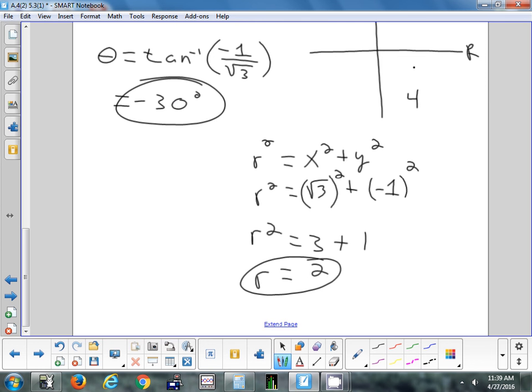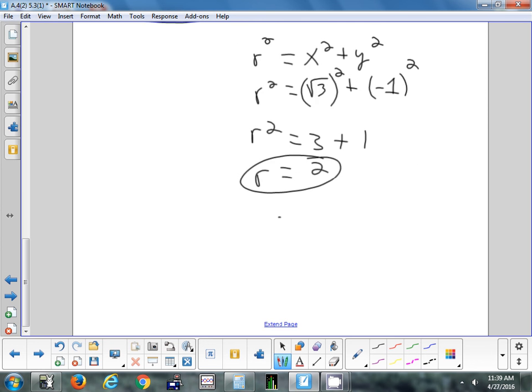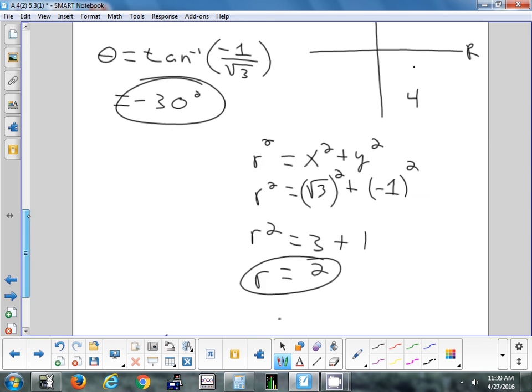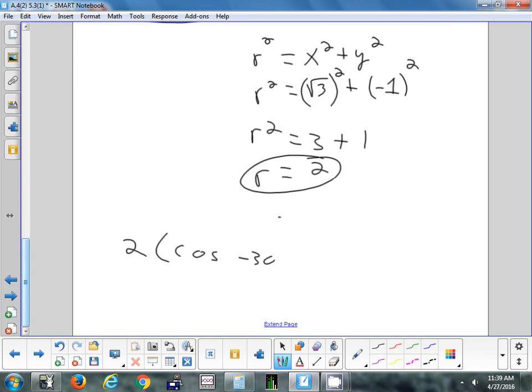Okay. Just write those two numbers into your formula and you are done. Don't do anything with it. r cosine theta plus i sine theta.